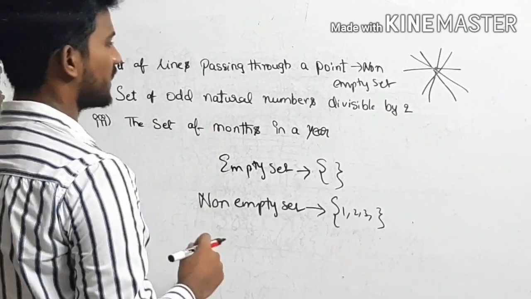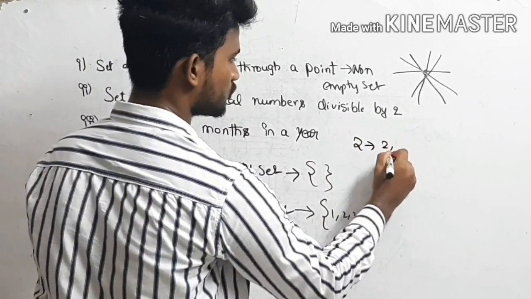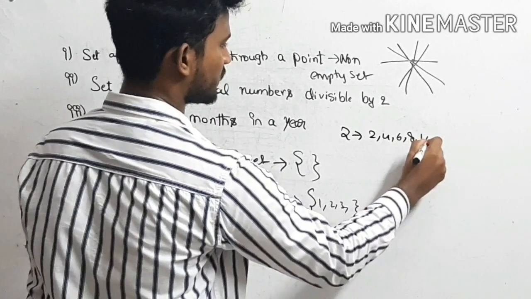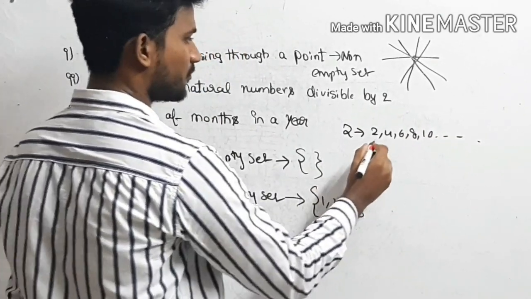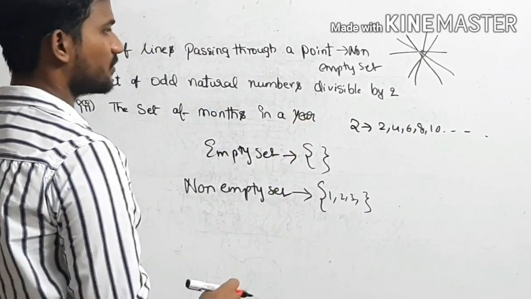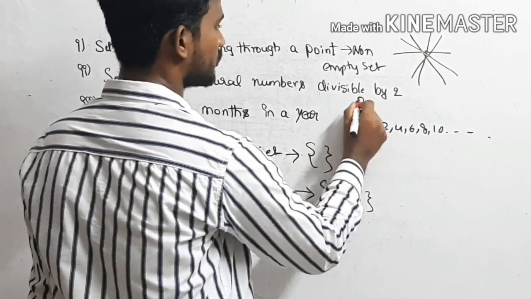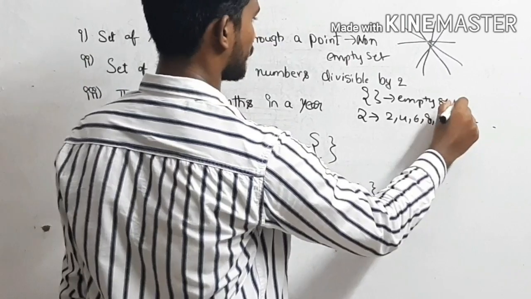Next question, the set of odd natural numbers divisible by 2. If you take multiples of 2, that is 2, 4, 6, 8, 10 and so on. The numbers divisible by 2 are only even numbers. So there are no odd natural numbers that are divisible by 2. So it is an empty set.